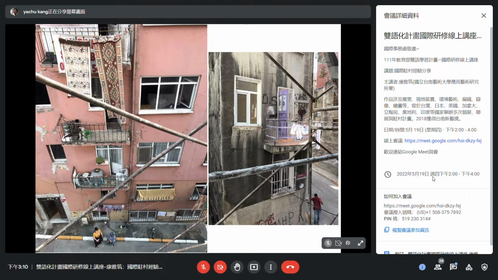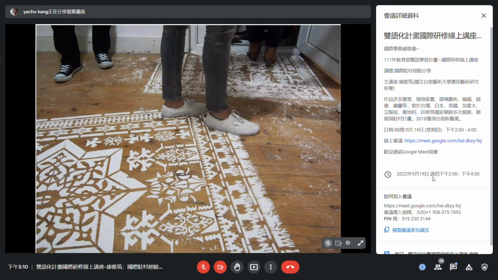So this is a city view outside of my window. And this is only a one night event. I create a dirt carpet and then people come and see and then they walk around and destroy it.